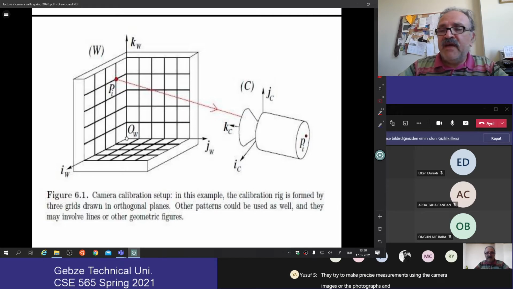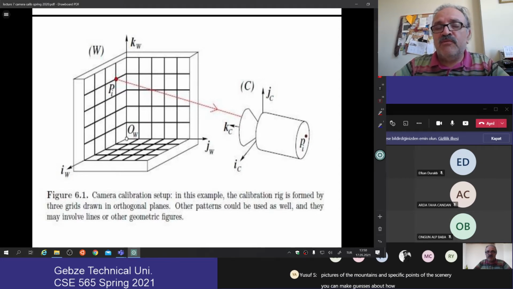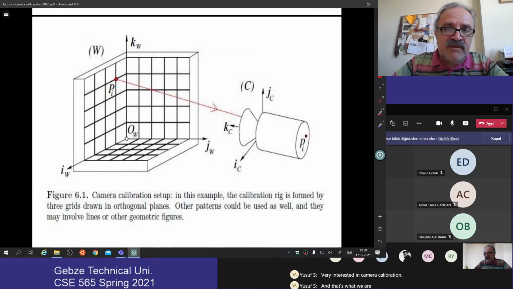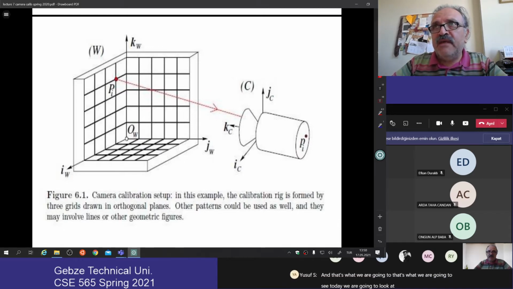And when you take pictures of the mountains and specific points of the scenery, you can make guesses about how far they are from each other or from the camera. This information is very useful for producing maps of environments. So those people are very interested in camera calibration, and that's what we are going to see today. We are going to look at one of the classical methods of doing the camera calibration.